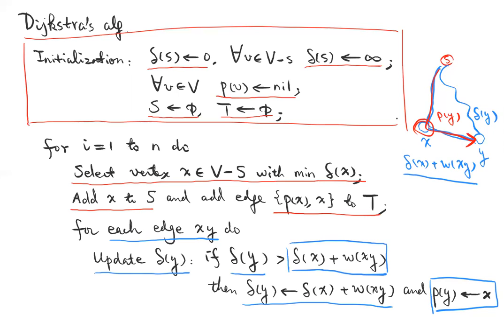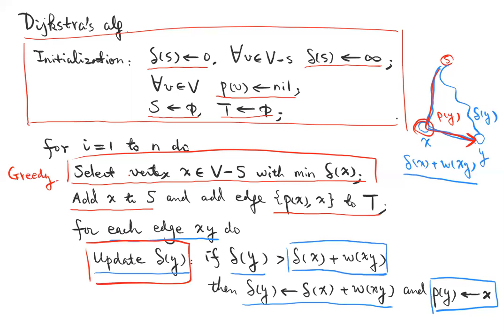Actually, it's very simple. The key step is really two steps. One is the greedy step. Sorry, the greedy step is here. This one is the greedy step. And then the update part. The update part and the greedy step are the two most important ingredients in the Dijkstra algorithm. So far, so good.